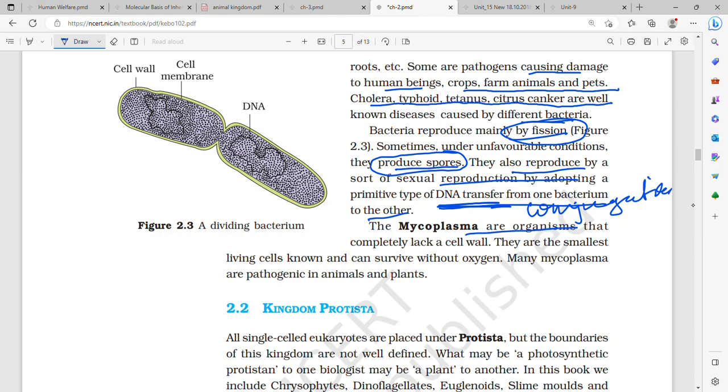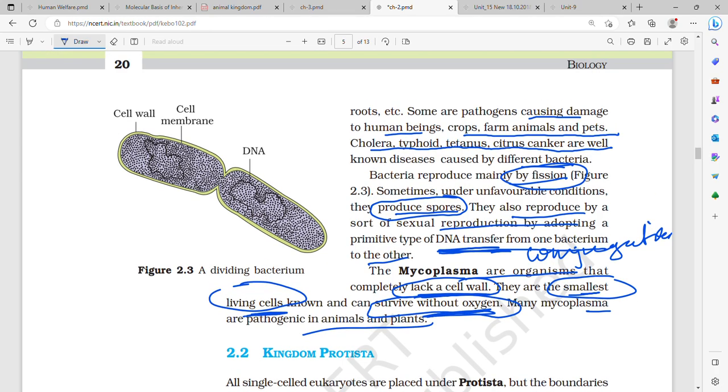Mycoplasma are organisms that completely lack a cell wall. They are the smallest living cells known and they can survive without oxygen. So there are so many important points about mycoplasma. Firstly, they do not have a cell wall. Secondly, they are the smallest living cells known. And thirdly, they can survive without oxygen. Many mycoplasma are pathogenic in animals and plants.